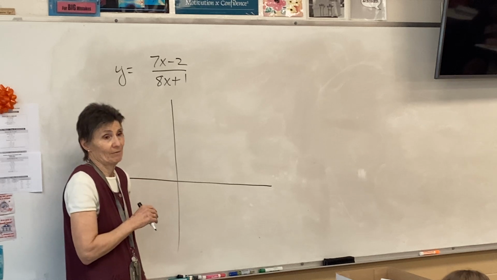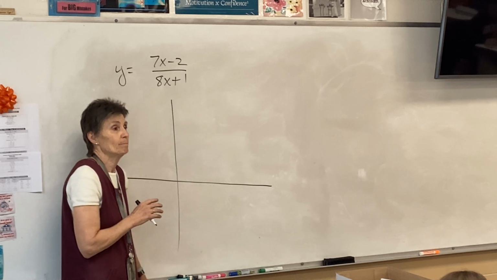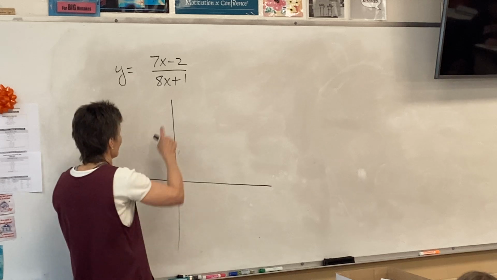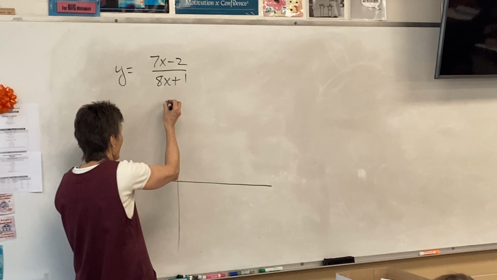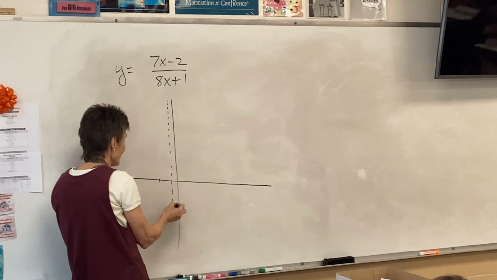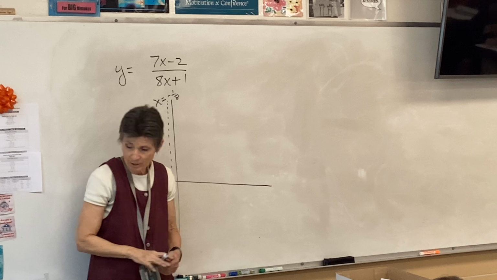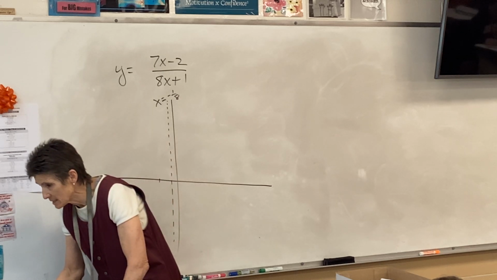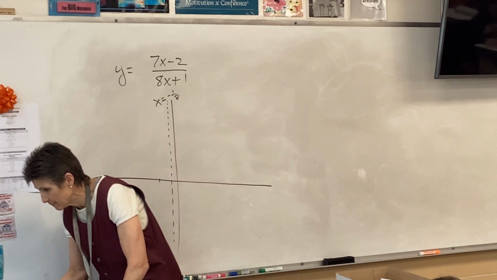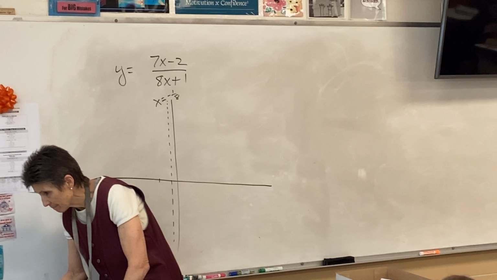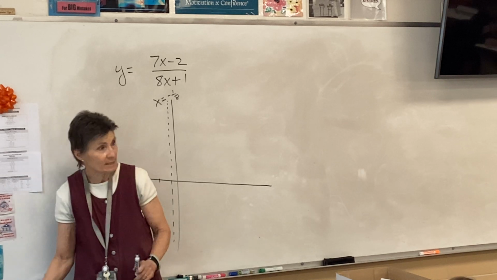What do I have? I don't have any holes, but I have a vertical asymptote at x equals -1/8. Why do I have a vertical asymptote at x equals -1/8? Can someone tell me that? Because of the denominator. What makes the denominator equal 0, right?